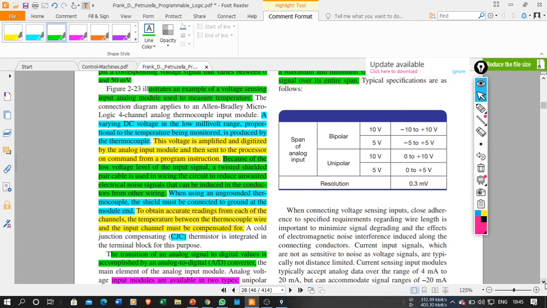Its resolution is 0.3 millivolt, means it can measure the difference of 0.3 millivolt. If the 0.3 millivolt difference is going to occur between two states, okay, then it can be measured with the help of this one, it can be detected. But if it is 0.2, then it is not detected over there.